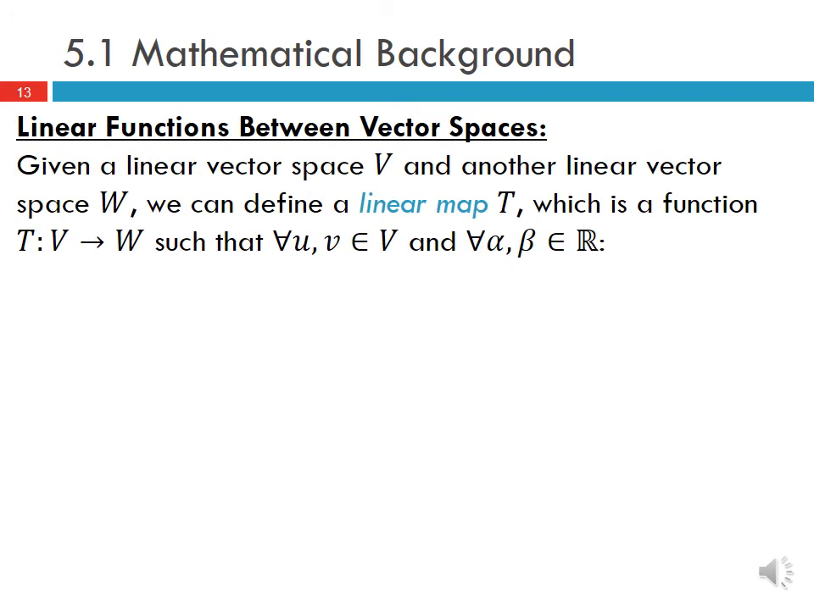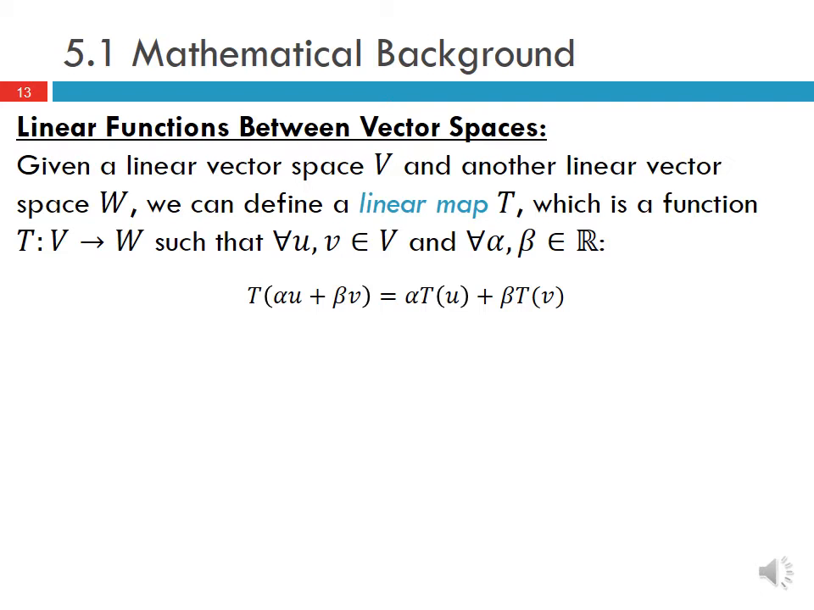So now we know what vector spaces are, we can talk about linear functions between vector spaces. If we're given a linear vector space V and another linear vector space W, then we can define a linear map T, which is a function that goes from V to W, such that for every u and v in V, so for every vector in V, and every alpha and beta in R, so scalar values in R, we can write that T of (alpha u plus beta v) is equal to alpha T of u plus beta T of v. Basically, this just means that the operation is linear.